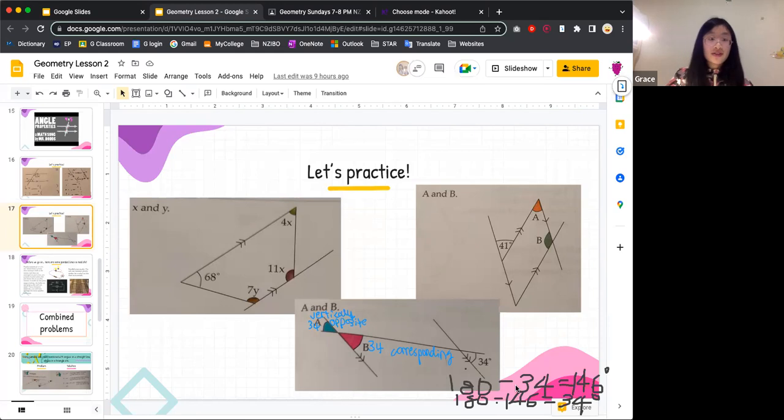So an important thing to remember, and it can get quite confusing, is that the co-interior angles, the ones that are facing each other on the same side of the transversal, add to 180 degrees. And then the rest of them, like alternate, corresponding, vertically opposite, are all equal. Yeah, good effort, everyone. Right, would anyone like to have a go at this maybe a bit challenging one with X and Y?